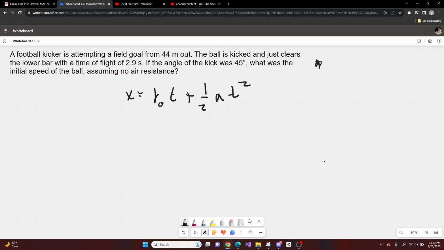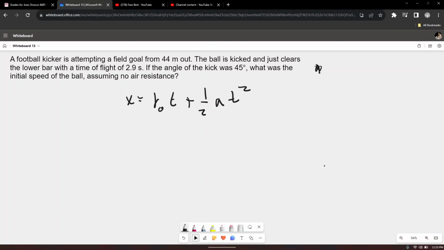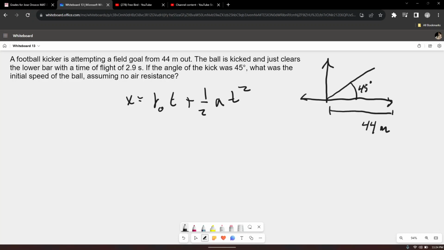We have a little x and y plane here, right? And you really don't need the negative, as we know there's a ground, you can't really go negative for this example. So we know that the ball goes off at 45 degrees in that direction, and he's 44 meters out. Important to write down our units so that we don't forget.